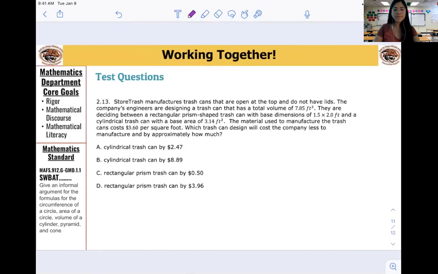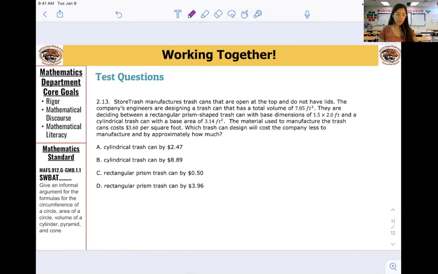Thank you. Ford Trash manufactures trash cans that are open at the top and do not have lids. The company's engineers are designing a trash can that has a total volume of 7.85 feet cubed. They are deciding between a rectangular prism-shaped trash can with base dimensions of 1.5 times 2 feet and a cylindrical trash can with a base area of 3.14 feet squared. The material used to manufacture the trash can costs $3.60 per square foot. Which trash can design will cost the company less to manufacture and by approximately how much?